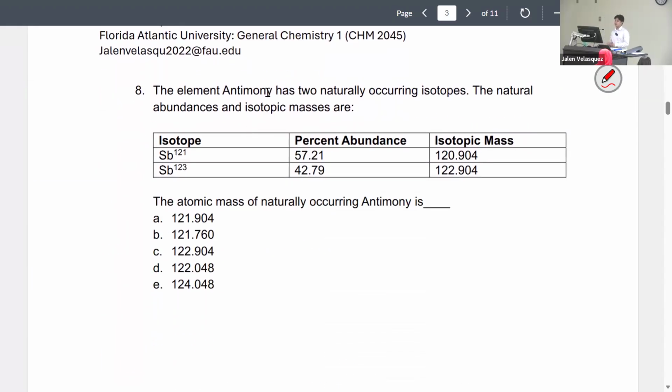Number 8, the element antimony has 2 naturally occurring isotopes. And here in this table, I provide you the natural percent abundances as well as the isotopic masses for the 2 isotopes of antimony. So your job here is to calculate the atomic mass of naturally occurring antimony.